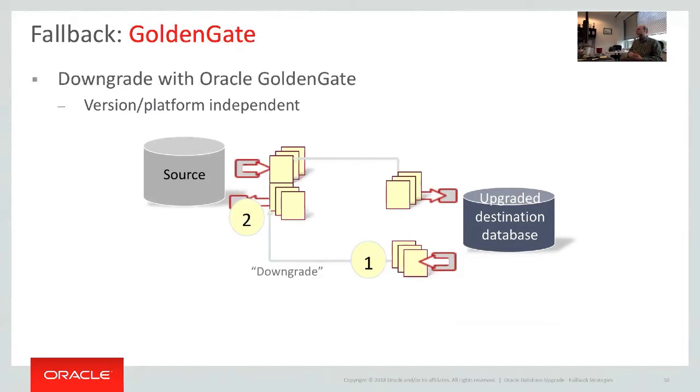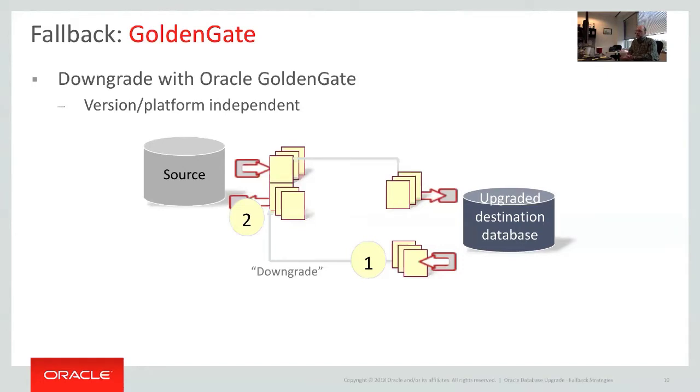If you have upgraded and migrated to new hardware to begin with, then when you start up that new version database on the new hardware, you can have GoldenGate replicating backwards to your original source database. GoldenGate can replicate from a higher version to an older version, and like Data Pump, it will be limited by the features available in the old version, but this can get you back to the old version basically within a couple of minutes if needed.